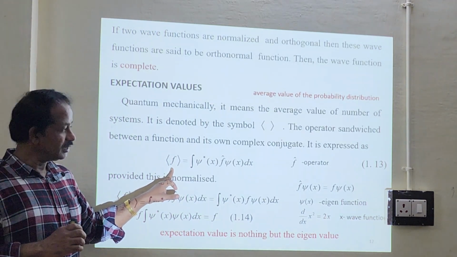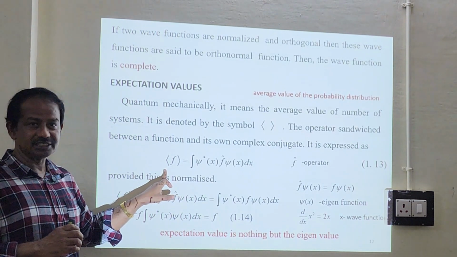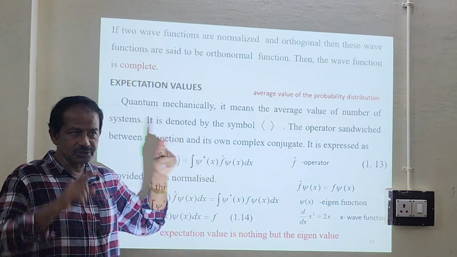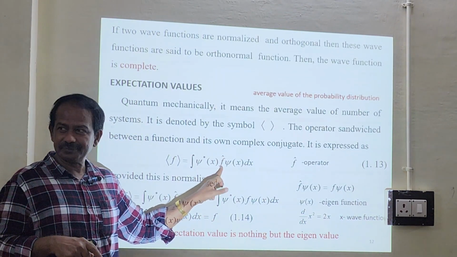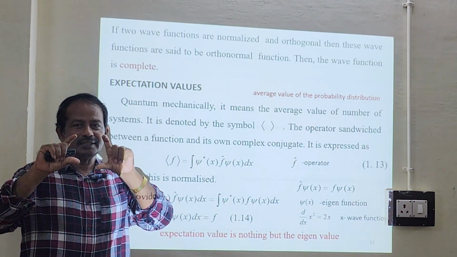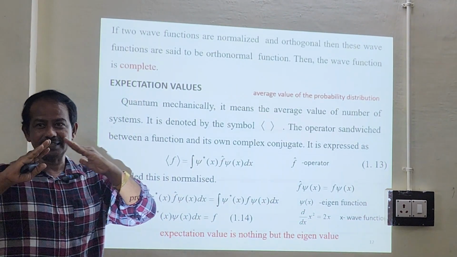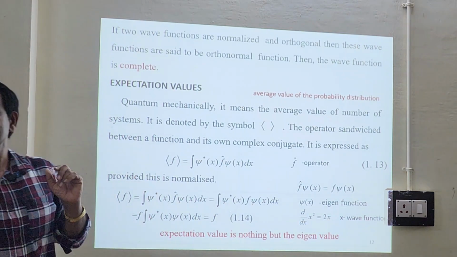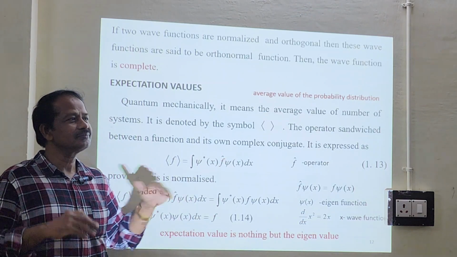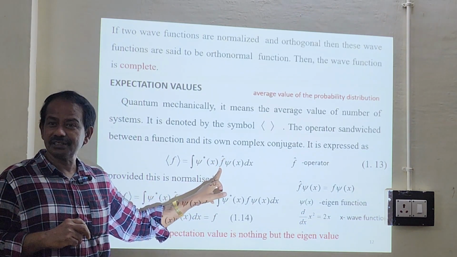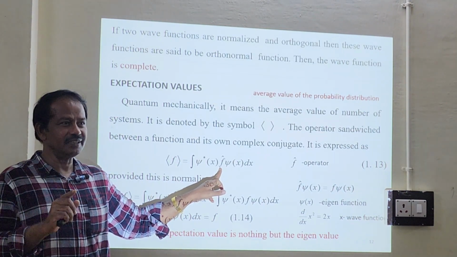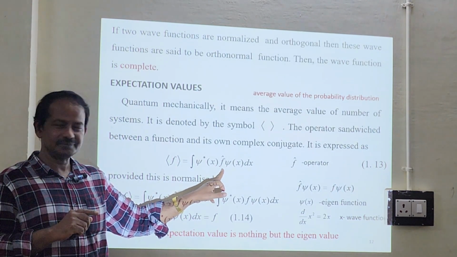The definition for the expectation value, the definition for the average value, is taken as: you have the operator. This cap denotes it's an operator. This is the expectation value. So a letter with a cap gives you an operator. It means F is an operator. F is an observable quantity.